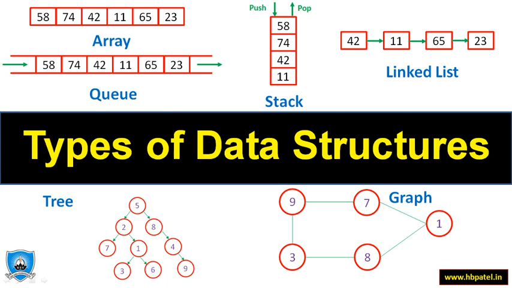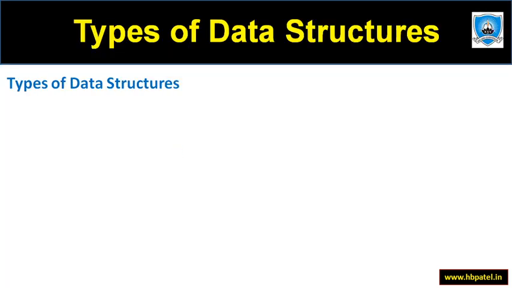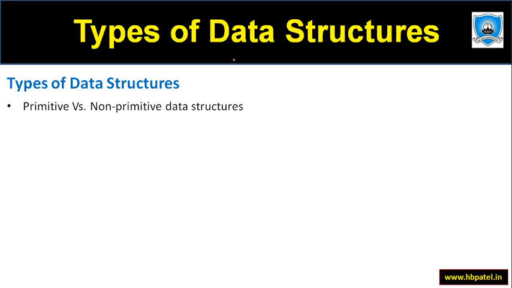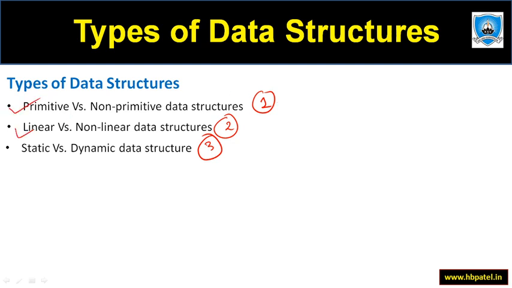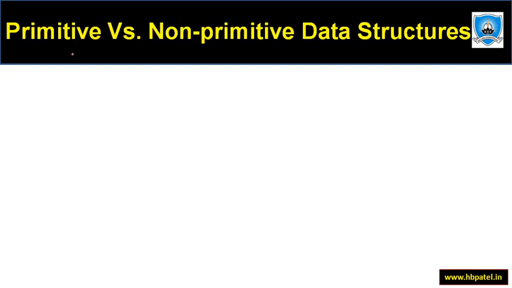In this video we are going to see the different types of data structure. So basically there are three different categories. The very first category is primitive versus non-primitive data structure. This is my first category. Second category is linear versus non-linear data structure, and third category is static versus dynamic data structure. So let us see them one by one: primitive versus non-primitive, linear versus non-linear, and static versus dynamic. So let us start with the very first one, primitive versus non-primitive data structure.